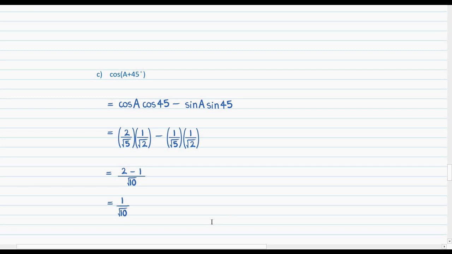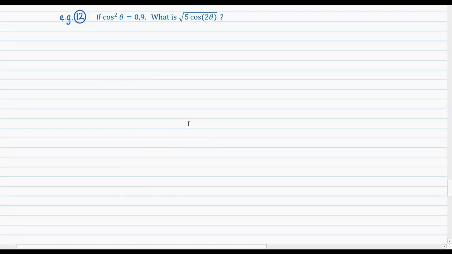And that concludes this example. Here's another example. If cos squared theta is equal to 0,9, what is square root of 5 cos 2 theta? The first order of business is we need to find a way to link this term with this term. One connection is that from the double angle identities, we know that cos 2 theta is equal to 2 cos squared theta minus 1. And we know the value of cos squared theta as 0,9, so just substitute that in. Finally, giving the value of cos 2 theta as 0,8.